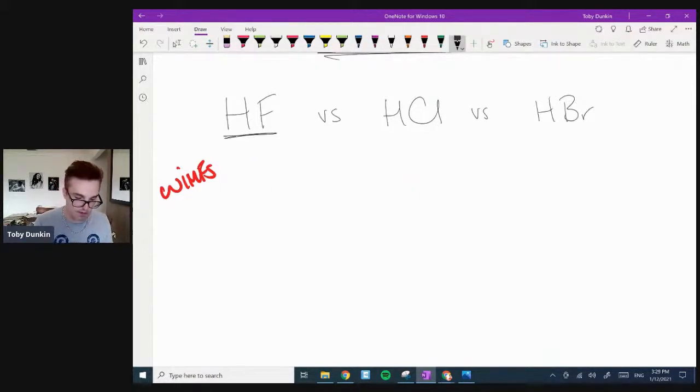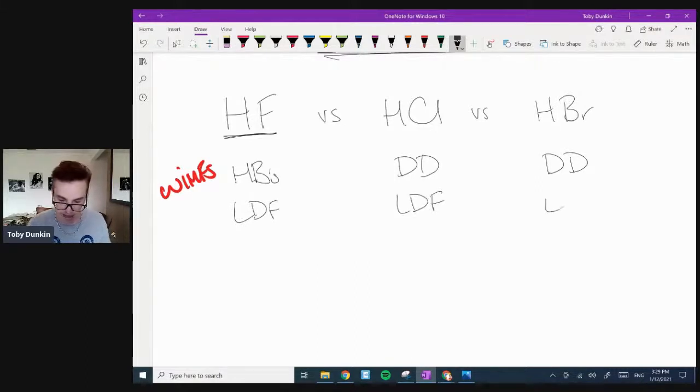So HF straight away is hydrogen bonding, HBs. HCl is DDs, and HBr is DDs. Now, the next thing to note is that they all include LDFs as well. Everybody has LDFs. But we're not going to talk about them. We're not going to bother, because there is a stronger WIMP available.